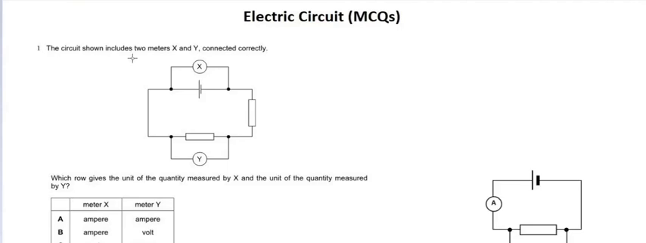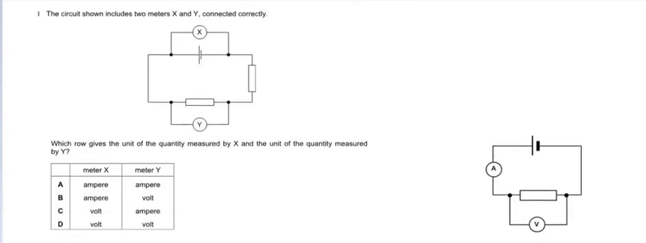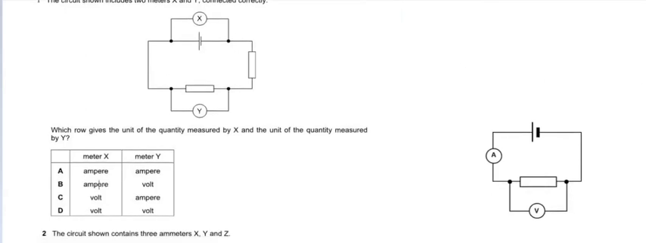The circuit shown includes 2 meters. Meter means any device which can measure any physical quantity like current, voltage, resistance, etc. So there are 2 meters, X and Y, connected correctly. You can see this circuit, and which row shows the unit of the quantity measured by X and the unit of the quantity measured by Y?